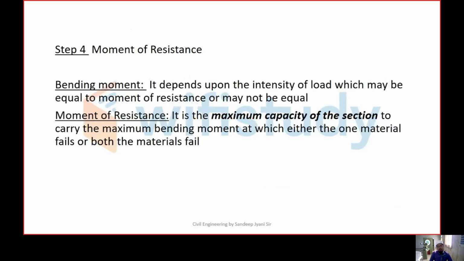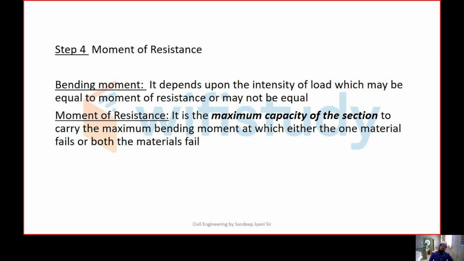So now we are going to see which kind of section is economical for us, and which kind of section is more safe for us. We are going to discuss that in the upcoming slides. Before that you have to see what the bending moment is and what the moment of resistance is. You all know what the bending moment is. You have been studying it since second year, and you have come across bending moment in strength of materials also. So bending moment depends upon the intensity of load, which may be equal to the moment of resistance or may not be equal sometimes.